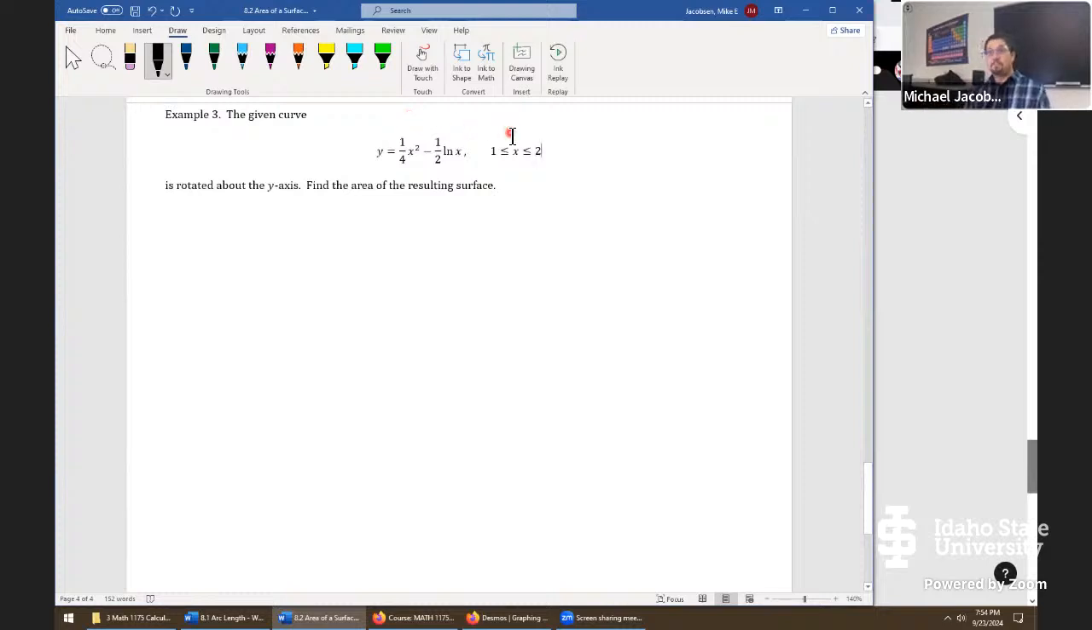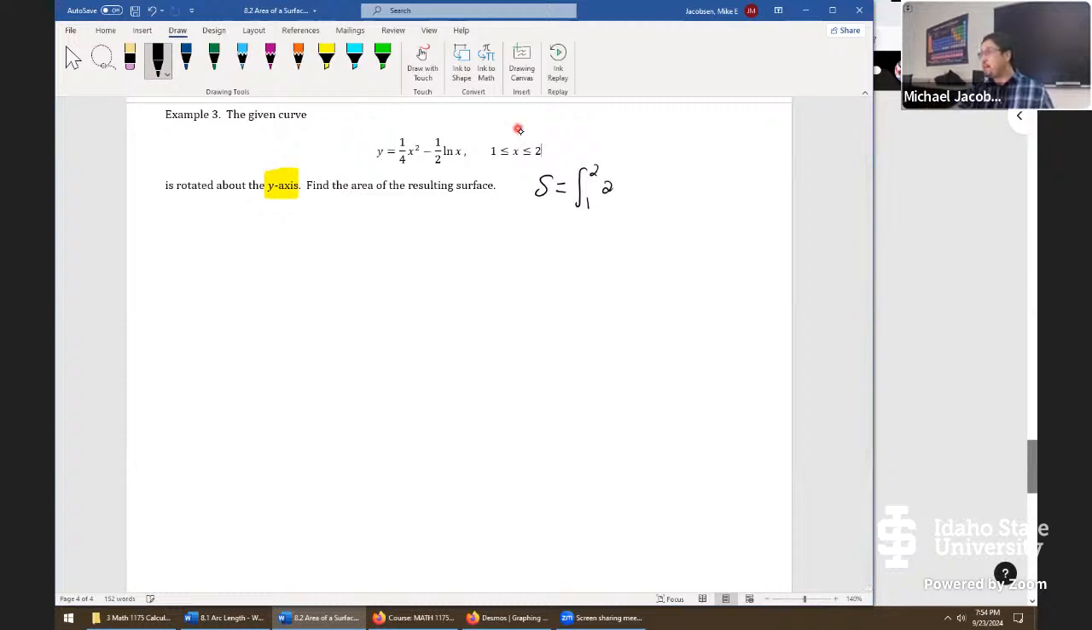We have a domain on x, so nothing weird going on with setting up our integral, except we're rotating this one about the y-axis. So there is a change there. Even if we didn't look at a graph, we could already tell that this is going to be set up this way. Surface area goes from 1 to 2. Those came from the limits on x.